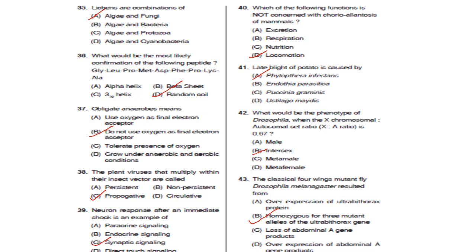Then next one, the classical four-winged mutant fly Drosophila melanogaster resulted from... Mutation in the ultrabithorax gene causes homeotic transformation of the normally two-winged Drosophila into a four-winged mutant fly. So the answer here is homozygous for 3 mutant alleles of the ultrabithorax gene. Answer is option B.